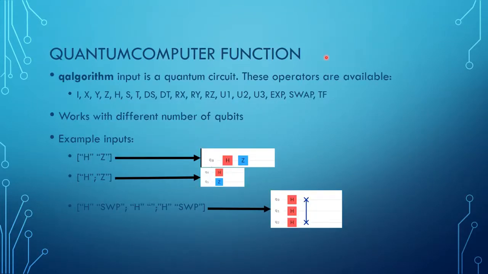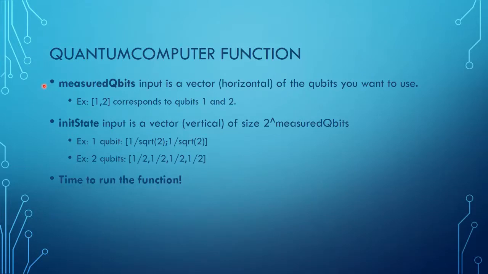The first input to the quantum computer function is called Q algorithm, and this is the quantum circuit that's going to be simulated. So this works with any number of qubits, and it uses all of the well-known quantum gates. As shown in the examples below, putting a space between each gate will cause the gates to be placed on the same qubit row, while putting a semicolon between them will cause the gates to be placed on separate qubit rows. The next input to the algorithm is measured qubits.